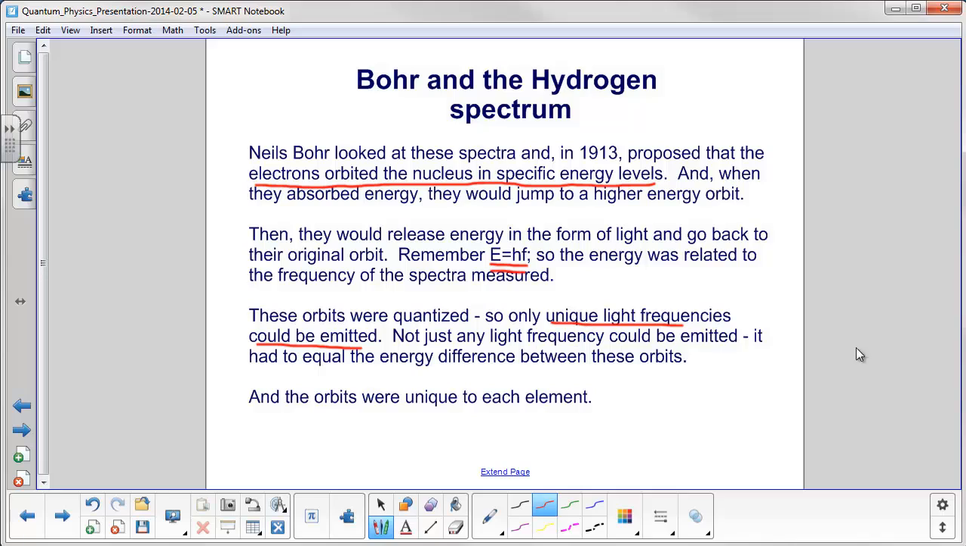Not just any light frequency could be emitted. If that were the case, you would just have white light. It had to equal the energy difference between these orbits, and these orbits were unique to each element. So you can kind of see from this slide how the spectra could be explained.